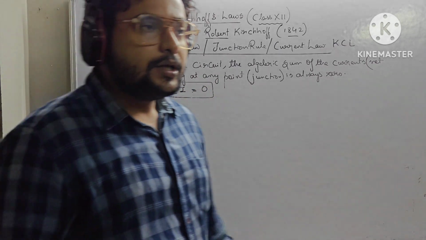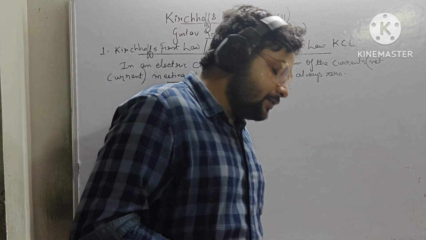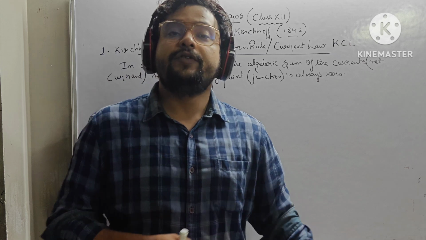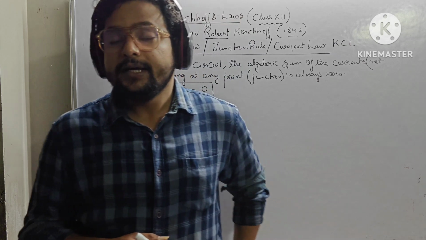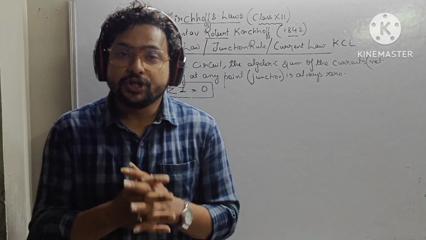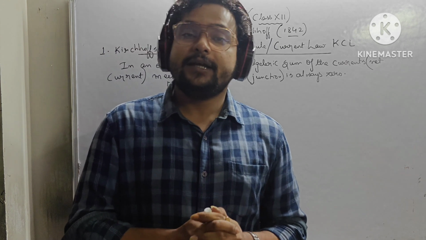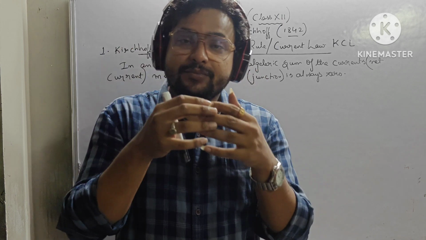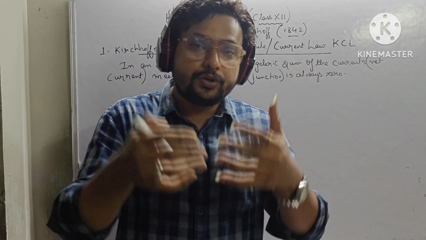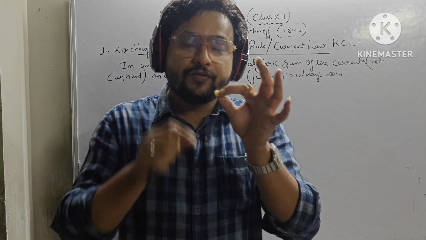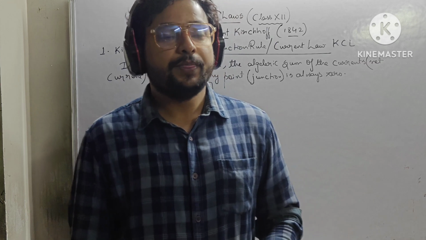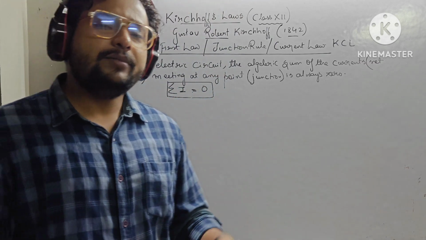Now what does this law mean? When you are solving any complex circuit, in many places you will get junctions. What is the meaning of a junction? A junction is a point in the circuit where many wires assemble. That means many wires are either coming out from that particular point or going to that particular point. In a particular circuit there can be many junctions.